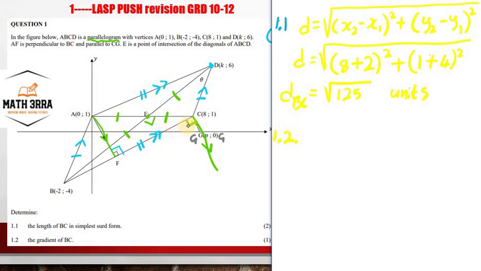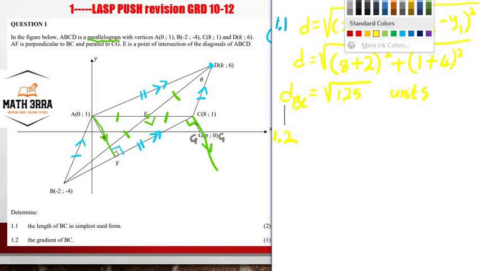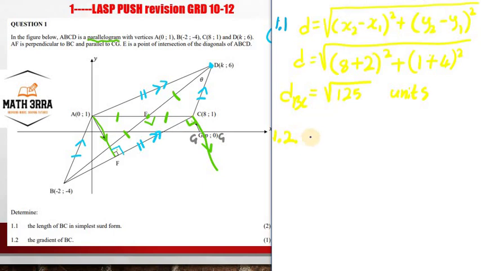Now there are two ways to calculate the gradient. One is using the angle of inclination, which is the angle between the x-axis and the line itself. One other way is using 2 points on this particular line. Do we know the angle of inclination? No. Do we know any 2 points on this line BC? Yes, we know the coordinates of B, we know the coordinates of C. So then our strategy has been cut out for us. Then let's go ahead and calculate the gradient of BC.